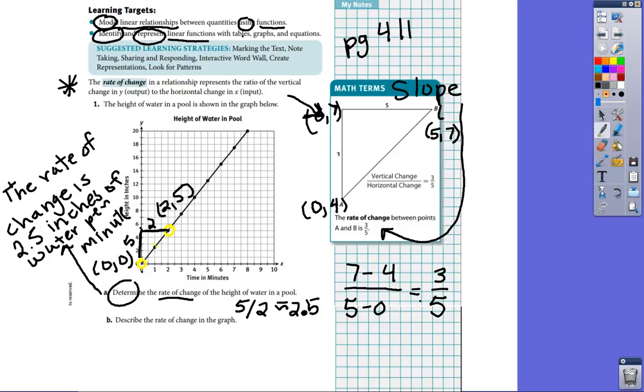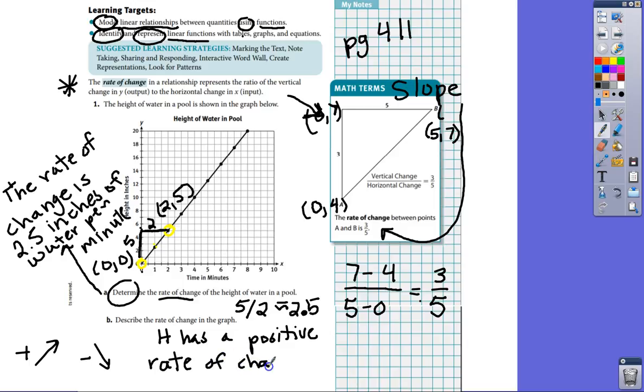Then it says describe the rate of change in this graph. All right? Basically what that's asking is it positive or negative? So positive is a slope that goes up, negative goes down. We can see that this one goes up, so it has a positive rate of change. Period.